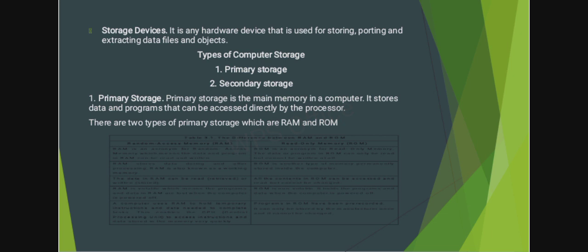There are two types of computer storage. First, primary storage. Primary storage is the main memory in the computer. It stores data and programs that can be accessed directly by the processor. There are two types of primary storage, which are ROM and RAM. RAM is random access memory, and ROM is read-only memory. In this table you will see the difference between the two.